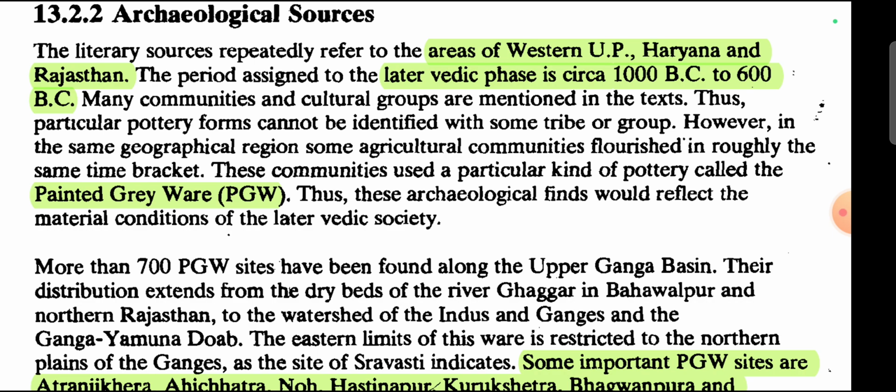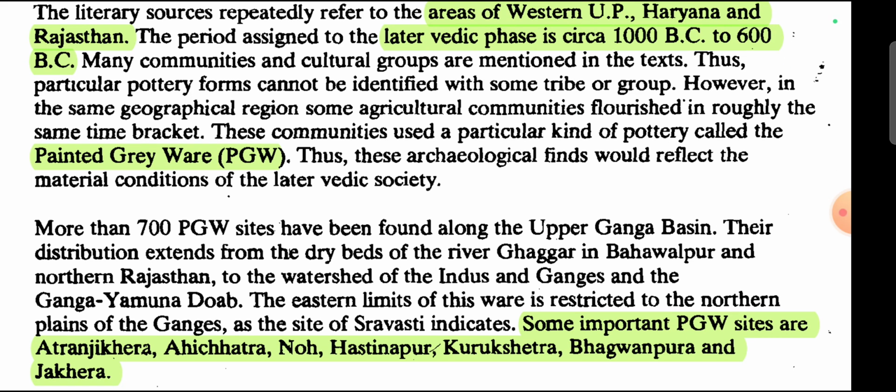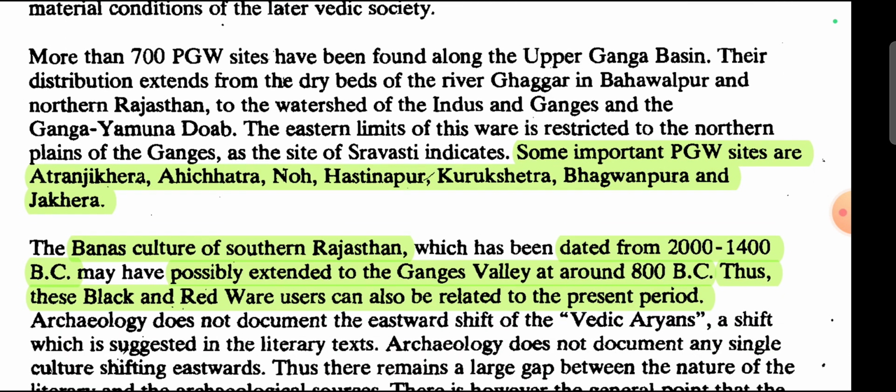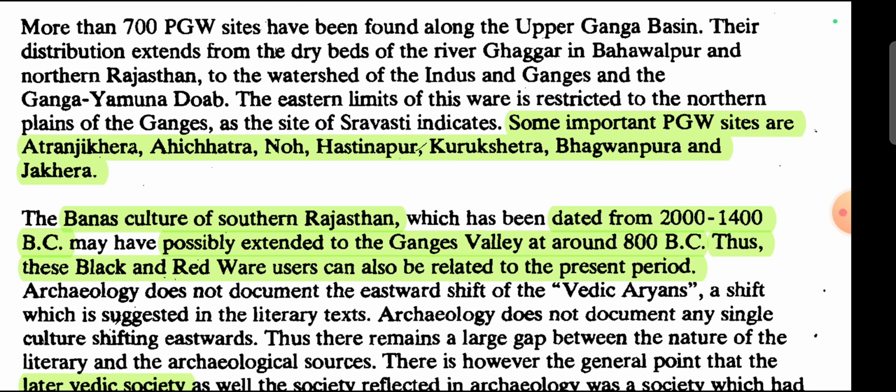However, in the same geographical region, some agricultural communities flourished in roughly the same time bracket. These communities used a particular kind of pottery called the painted grey ware. Thus, these archaeological finds would reflect the material conditions of the later Vedic society. More than 700 PGW sites have been found along the upper Ganga basin.